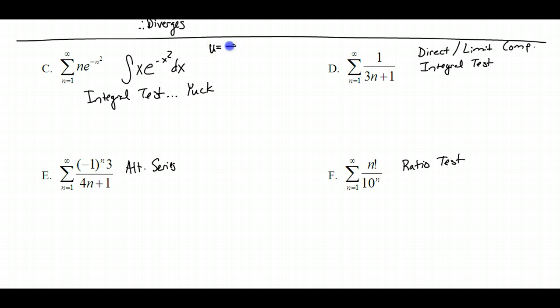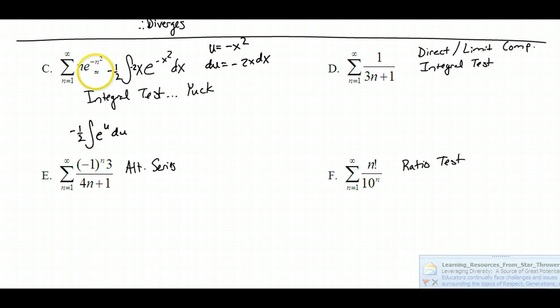Then we can say, well, our u value will be negative x squared. Differential of u is going to be negative 2x differential of x. Great, plug in a negative 2, take out a negative 1/2. And then you're left with e to the power of u differential of u, which is pretty easy to integrate from there. So, kind of an ugly looking one. Integral test sometimes I think is kind of hard to recognize because you have to be able to integrate it. And yeah, they're sometimes difficult.